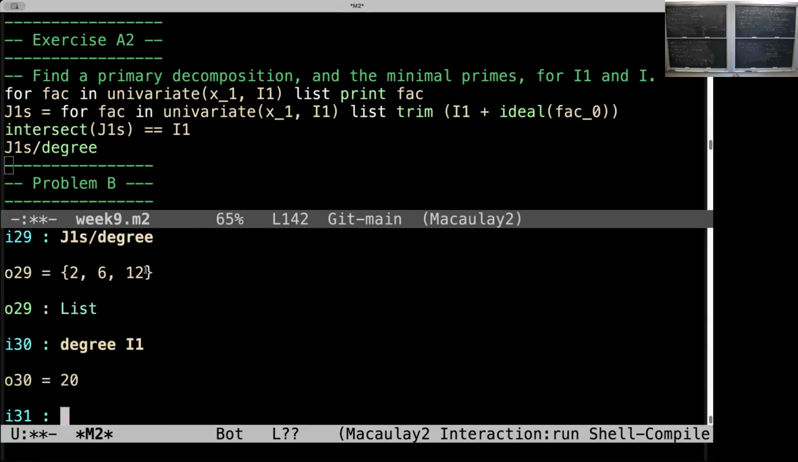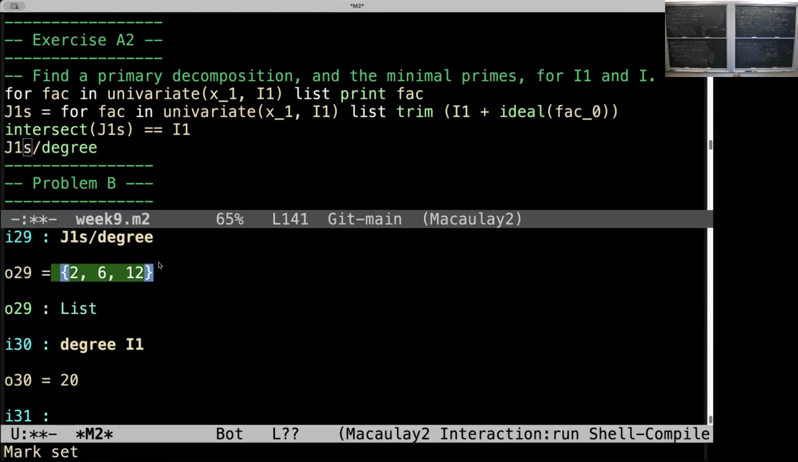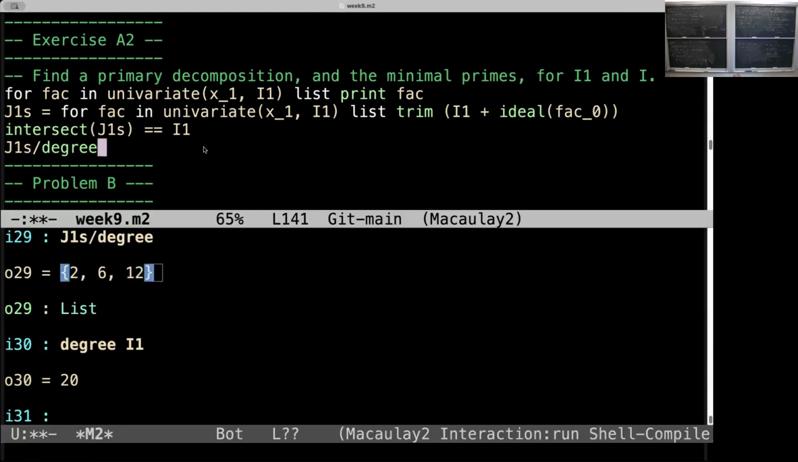Yep. So is the backslash or the slash, forward slash, is that piping into? Yeah, that's taking this list, which is 3 ideals here, and for each one it calculates the degree, and then it returns a list of all the values. So that would be like in Python a list comprehension kind of thing that you would do.